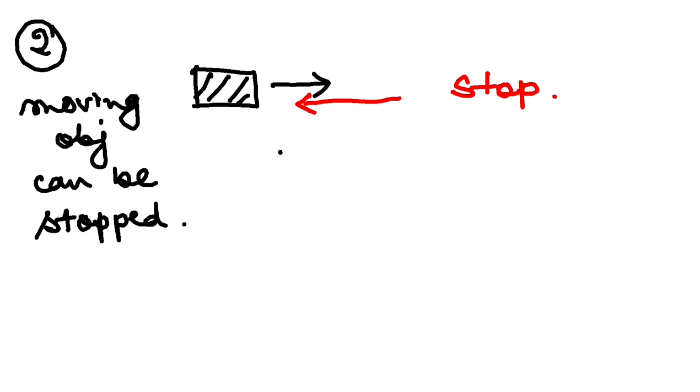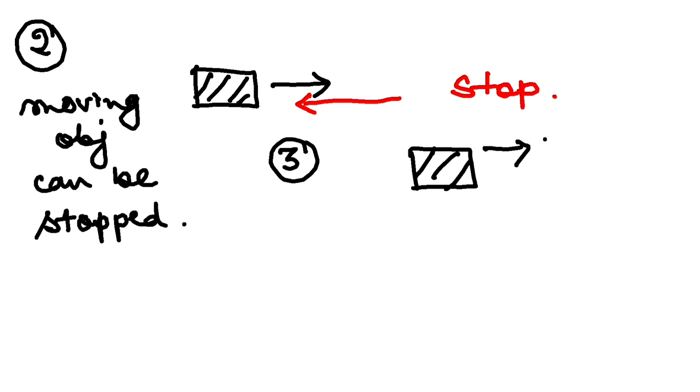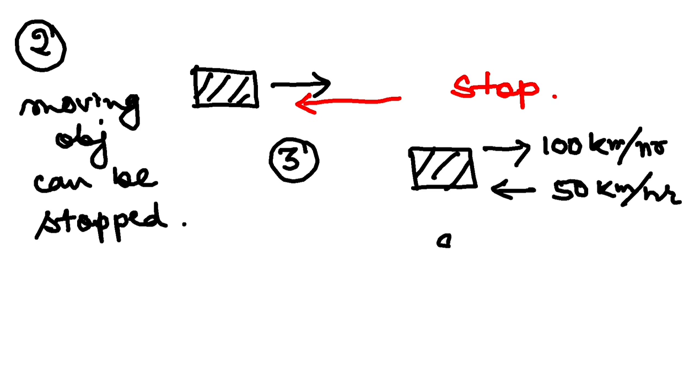My third consequence is I can slow it down. That means if an object, let's say, was traveling with a speed of 100 km per hour, by applying force from the opposite direction, I can bring the speed to 50 km per hour. So how shall I write this point? It can slow down a moving object.